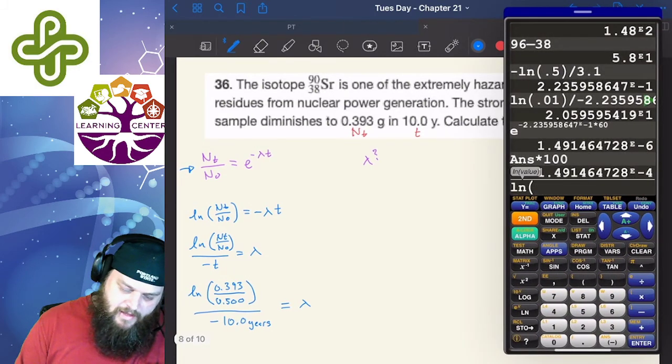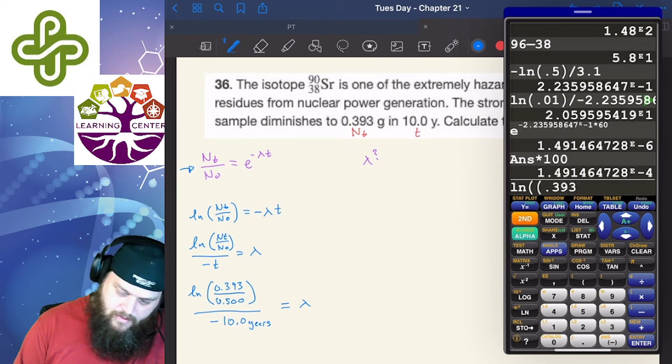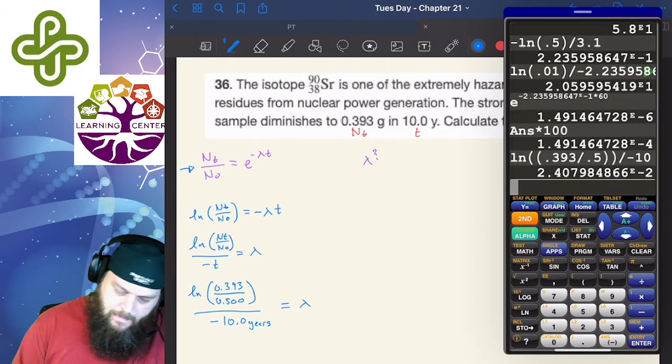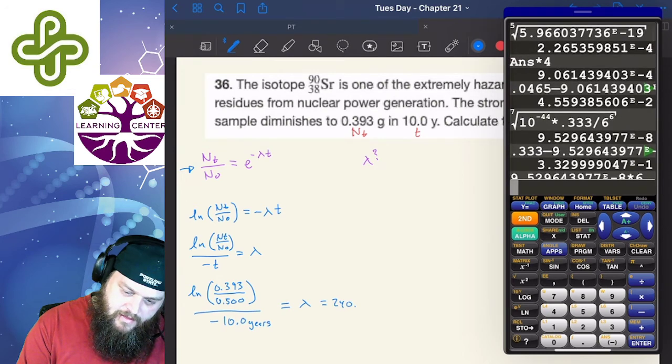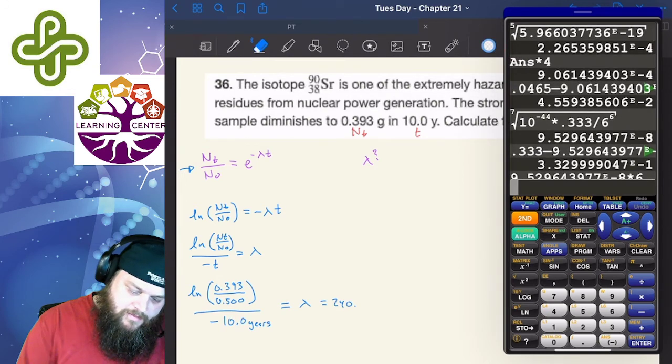Take the natural log of those values, 0.393 divided by 0.5, and we are going to then divide that by negative 10. And that equals 240.8. Say 240, I guess 3. So 241, 3 sig figs.